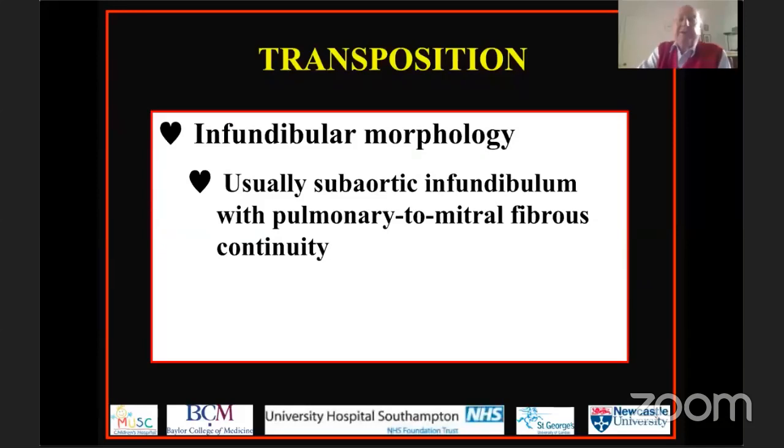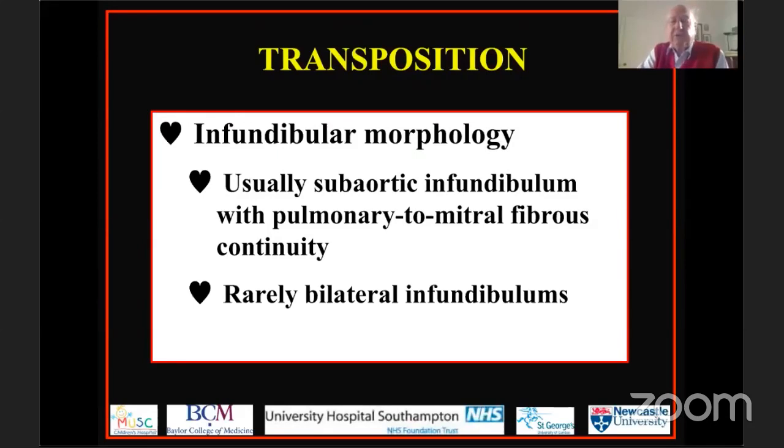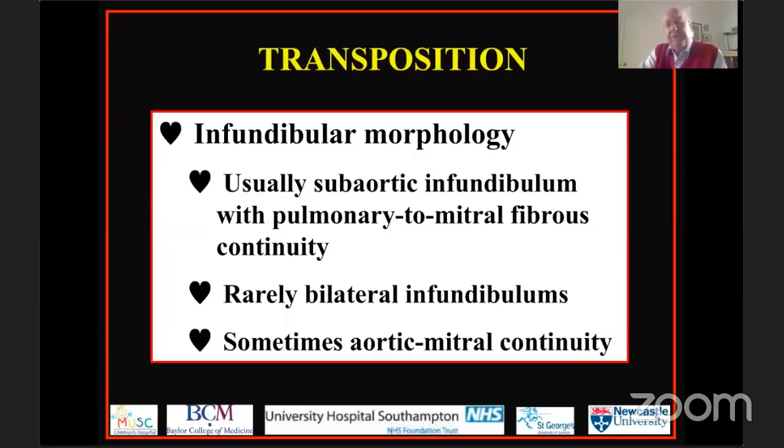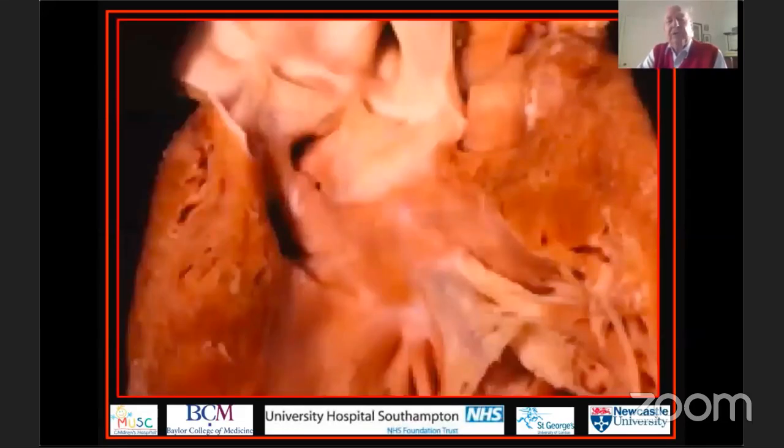So what about infundibular morphology? Well, we've already discussed the fact that usually we expect to find a subaortic infundibulum or conus and pulmonary to mitral fibrous continuity. But rarely we may find bilateral infundibulums or conuses. And in those cases where the aortic root is normally related despite the presence of transposition, usually there is fibrous continuity between the leaflets of the aortic and mitral valves in the roof of a ventricular septal defect. None of this matters as long as we define transposition on the basis of concordant atrioventricular, discordant ventricular arterial connections.